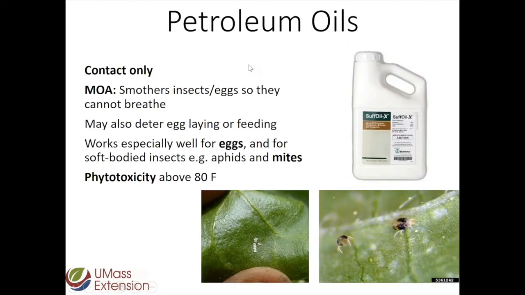I think the next group we'll talk about is oils. So things like Scheufele, that's one OMRI-approved trade name. There are a few others. So this is one where it works just on contact, and what it's doing is just smothering the insects and preventing them from breathing, really. So insects have these breathing tubes all over their bodies, and if you just block them, then they die.